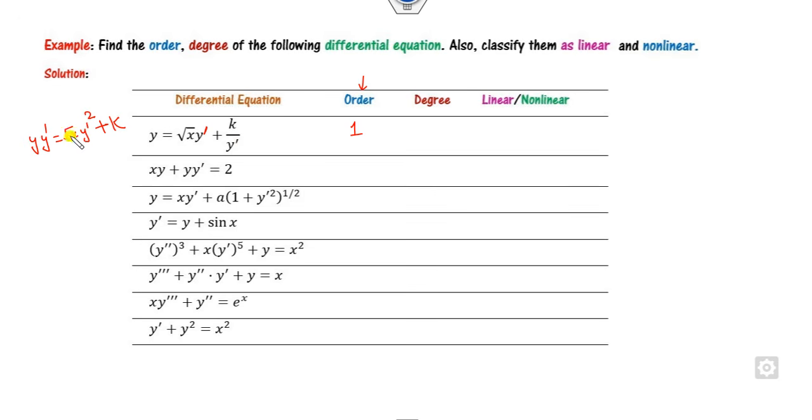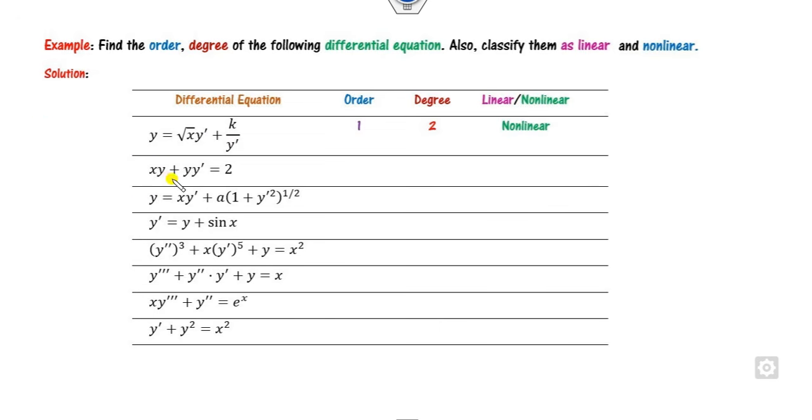Now it clearly says that the highest derivative is my y dash, the power is my 2, so the degree is 2. Now since the degree is 2, it is non-linear, or otherwise when you multiply them you will see that y dash, so because of this property it failed to satisfy the second condition, so it's a non-linear.